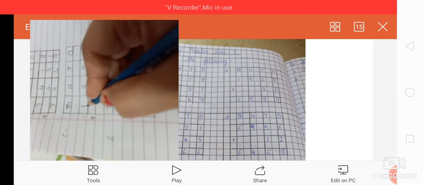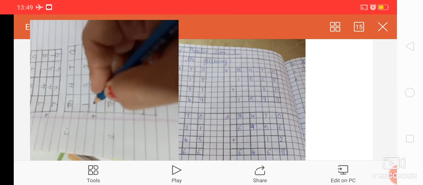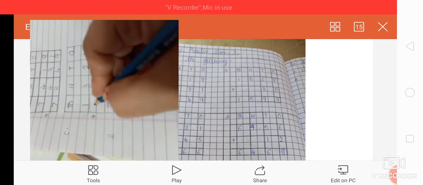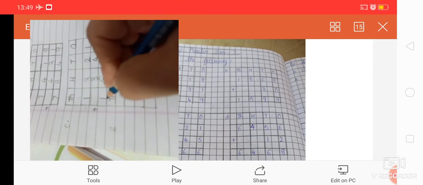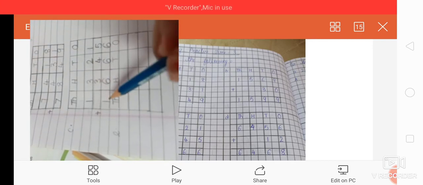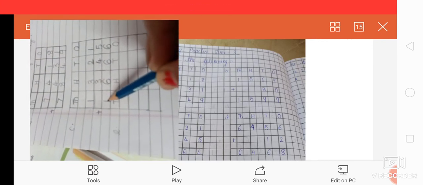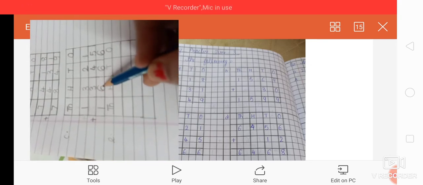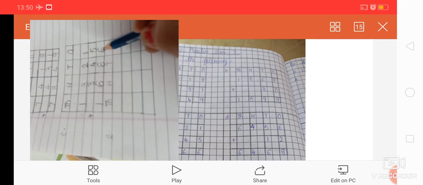Now what is the number on the thousands place? Only one number is there. There is no number in the second column, so we consider it as a 0. So 1 plus 0 is 1. When we get the answer, what is the answer? 1666.